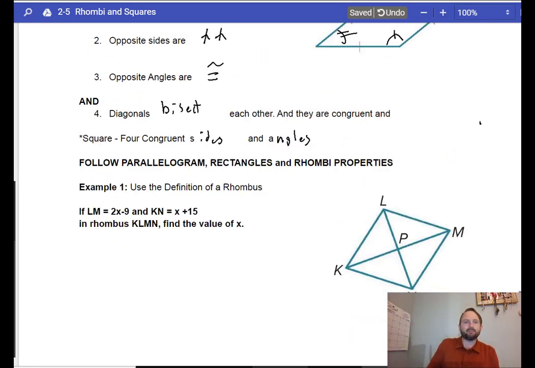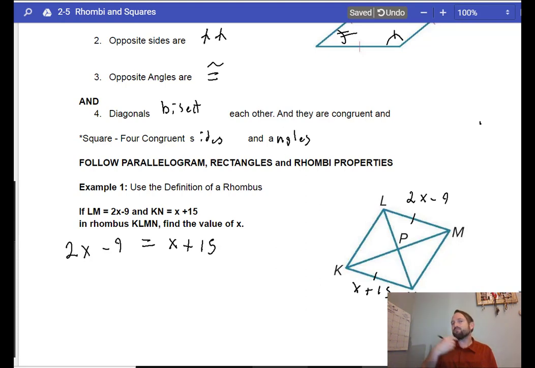So we understand that if LM is equal to 2x minus 9 and KN is equal to x plus 15 in rhombus KLMN, find the value of x. So we know that these two are congruent, so they have the same value. So we can say 2x minus 9 is equal to x plus 15. Now, we could use the definition of rhombus to say these two are congruent, and then say they're equal because of the definition of congruence, and then use the substitution property.